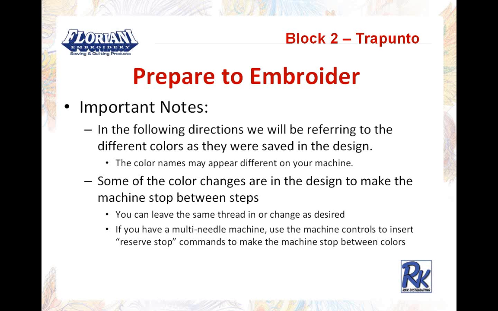Some of the color changes in here are in the design to make the machine stop between steps. Now, even though the machine stops, it's there so you can take the hoop out and do various things and then put the hoop back. You can leave the same thread in or you can change the color. That's up to you. But if you have a multi-needle machine, you want to use the controls on your machine to insert those stop commands to make sure that the machine stops between colors, because as you know, if you have a multi-needle, it's going to want to switch the thread on you and continue sewing on. But we want it to stop so we can pull the hoop out, do some things with it.